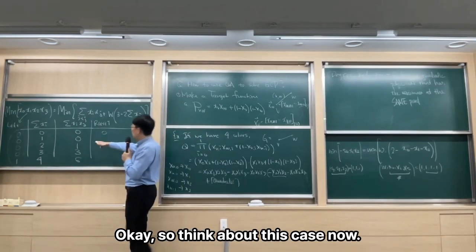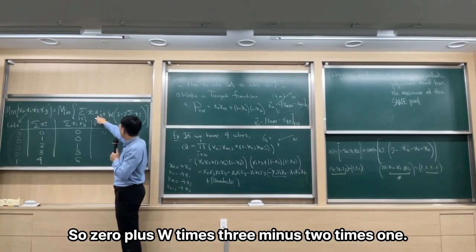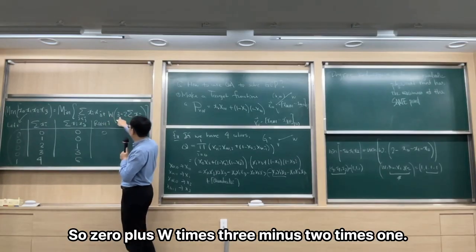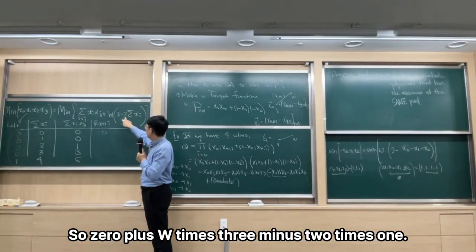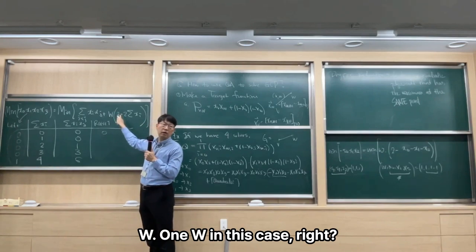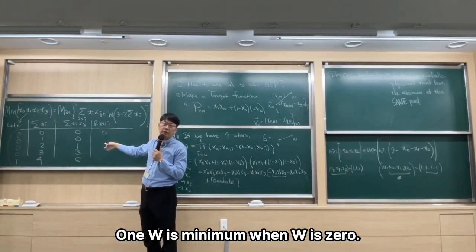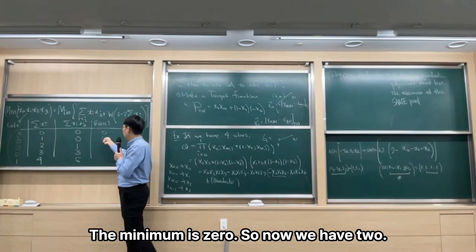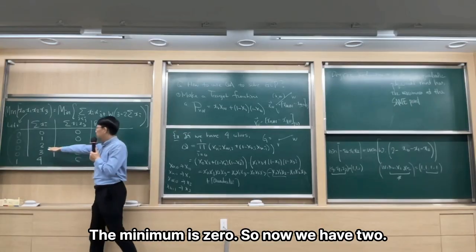Okay, so think about this case now. 0 plus W times 3 minus 2 times 1. So it's also W, 1W in this case, right? 1W is minimum when W is 0. Actually, it's 0 anyway. The minimum is 0. So now we have 2.